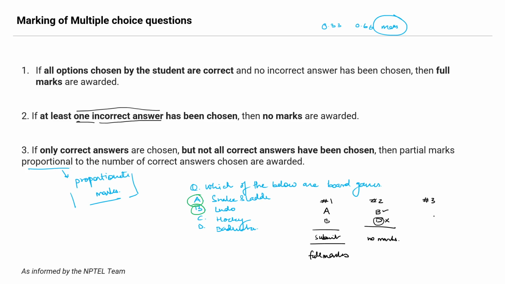Okay, now let's see option 3, which is: if only correct answers are chosen, but not all correct answers have been chosen, then partial marks proportional to the number of correct answers chosen are awarded. Which means that if I select A and I submit, I'll get partial marking because I've selected only the correct answer. Right. If you have any questions, you can raise your hand. Otherwise, we can proceed.